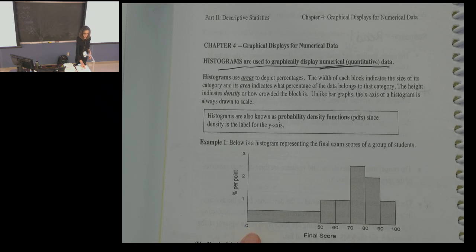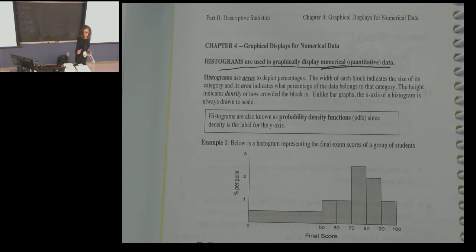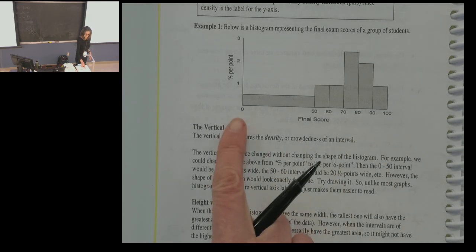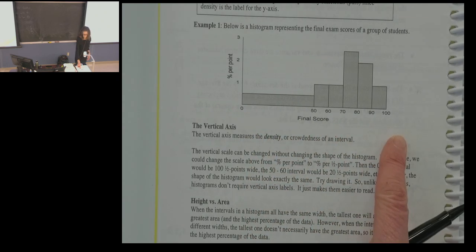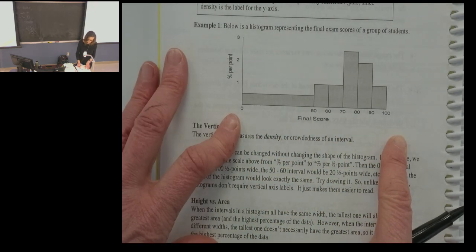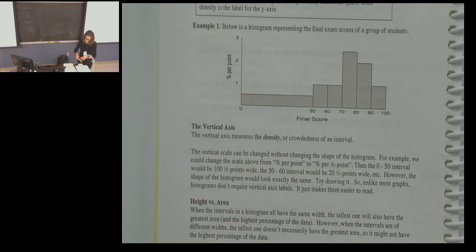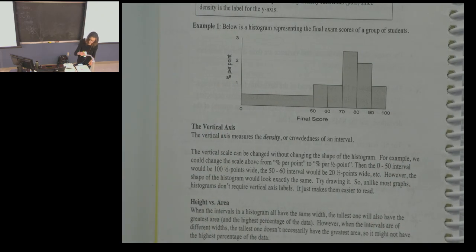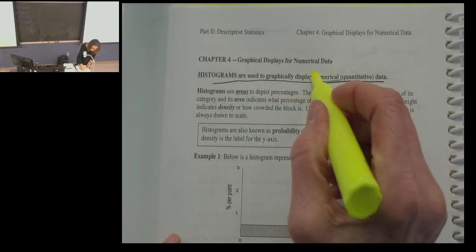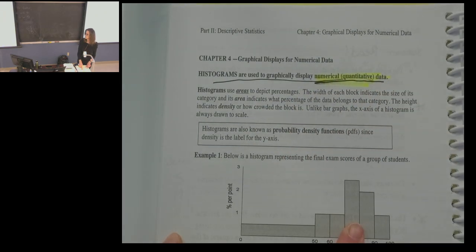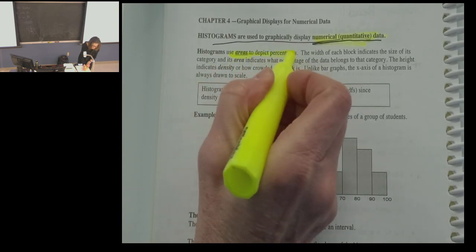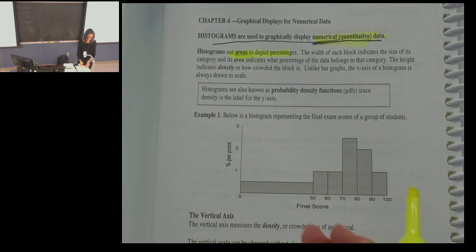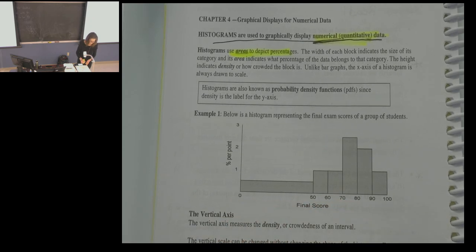So with histograms, this x-axis right here is drawn to scale. It's not just categories; these numbers have meaning and they're drawn to scale. The histogram is for quantitative data. So if we have numerical data, this is a good way to display it, but not if you have categorical data. And we use areas to depict the percentage of the data that falls within any interval here.